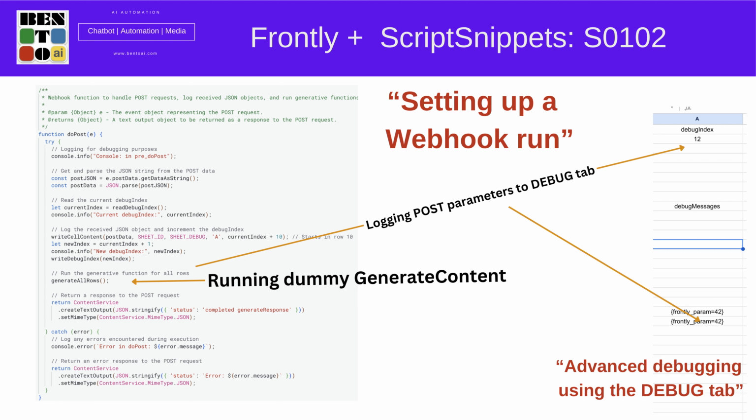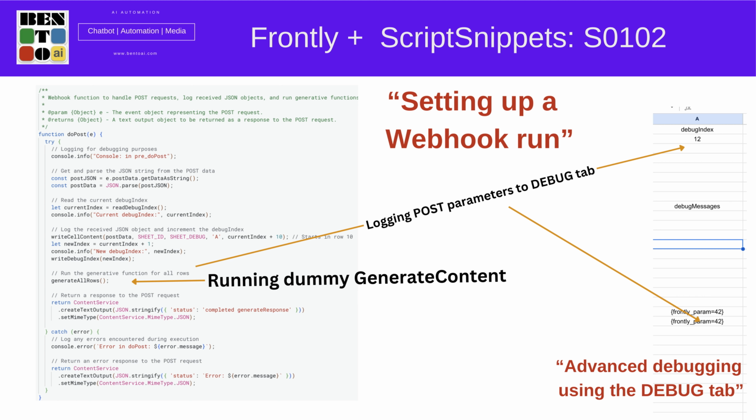Now it's time for the real work. The function calls on generateAllRows to update our sheet's data. It's as if the function rolls up its sleeves and gets down to business, making sure every row is taken care of. Once the job is done, doPost sends a response back to the sender. It's like saying, "We've finished everything you sent us," and ensures the sender knows the request has been completed successfully.